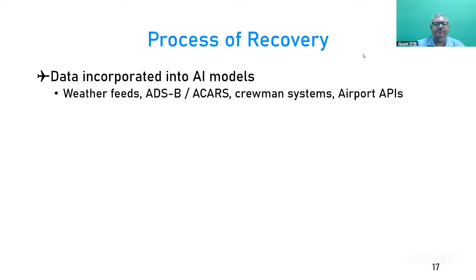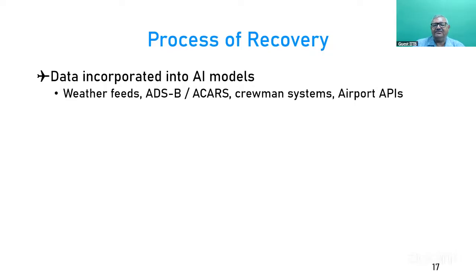And now we'll look at the process of recovery. There are many AI models available with airlines today, which can be trained with the data that is available from the weather feeds or the ADS-B and ACARS. These are two avionic equipment. ADS-B, as you know, stands for Automatic Dependent Surveillance Broadcast. This is a transponder on every aircraft which will communicate. ACARS is a messaging system. ACARS is also a system which is used for communication, right?